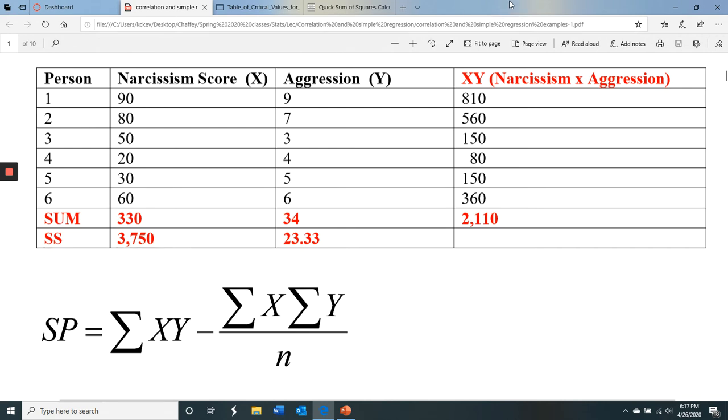Then it's really easy. Now I have this column for X and Y for everybody, for 6 people. Now I'm going to add all of these columns. So I'm going to add their scores on narcissism. That's the sum of X. I'm going to add their scores on aggression. That's the sum of Y. I'm going to add their scores on X times Y. That's the sum of XY. And then since I'm here, I know I need the sum of squares for X, and I need the sum of squares for Y.